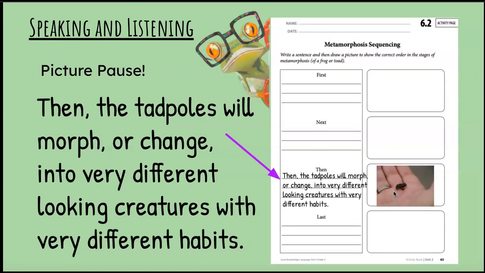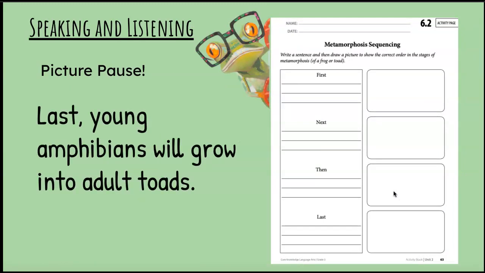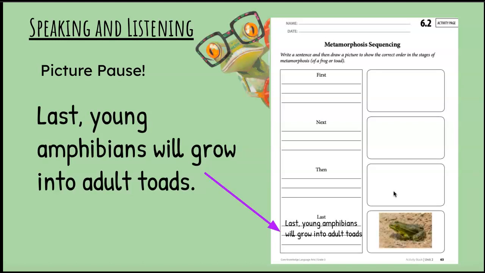So our last signal word that we heard there was last. Last, young amphibians will grow into adult toads. So there you go. And this life cycle is the same for frogs or toads. Frogs and toads are the largest group of amphibians. Because they have so many of the same characteristics, many people have a difficult time telling them apart. I know I do. The main difference between them is that toad's skin is a bit drier than frog's skin. Remember that although together they make up the largest group of amphibians, they are not the only group of amphibians.